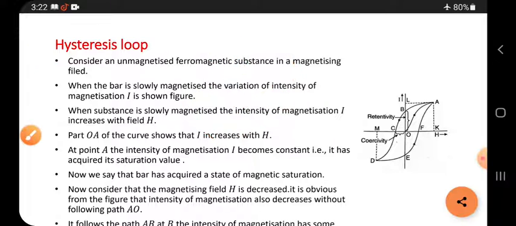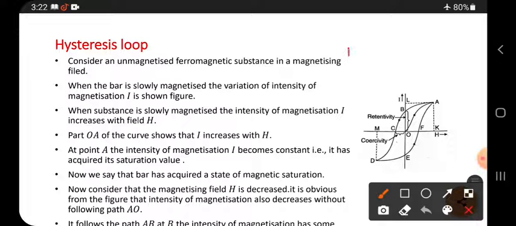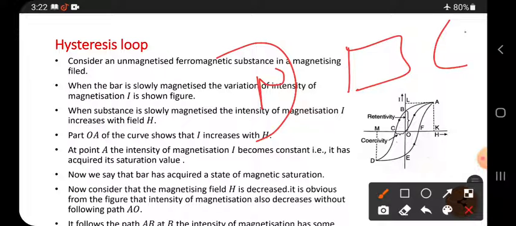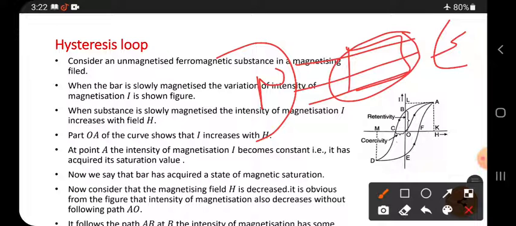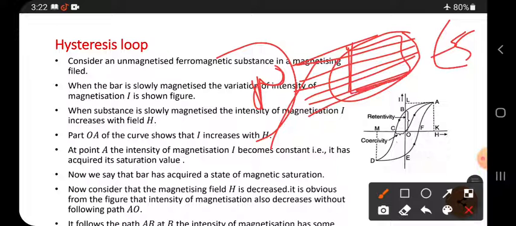Such a magnetic material, we have to keep in the presence of a magnetic field. Let the north pole and south pole be like this. When you keep it in the presence of a magnetic field, what happens? This substance magnetizes. By increasing the value of the field, this magnetic material also magnetizes more.